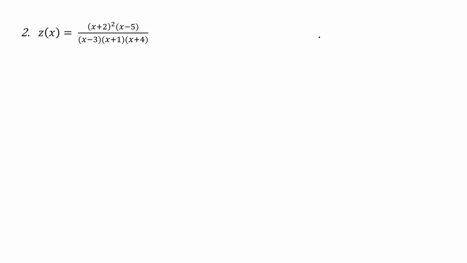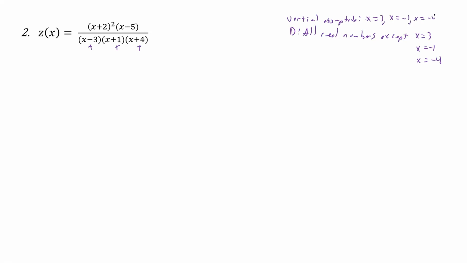All right, so our domain is going to be all real numbers except this one, and this one. So except x equals 3, x equals -1, and x equals -4. Okay, so those are also going to be my vertical asymptotes. So if we say vertical asymptote, that's going to be x equals 3, x equals -1, and x equals -4.